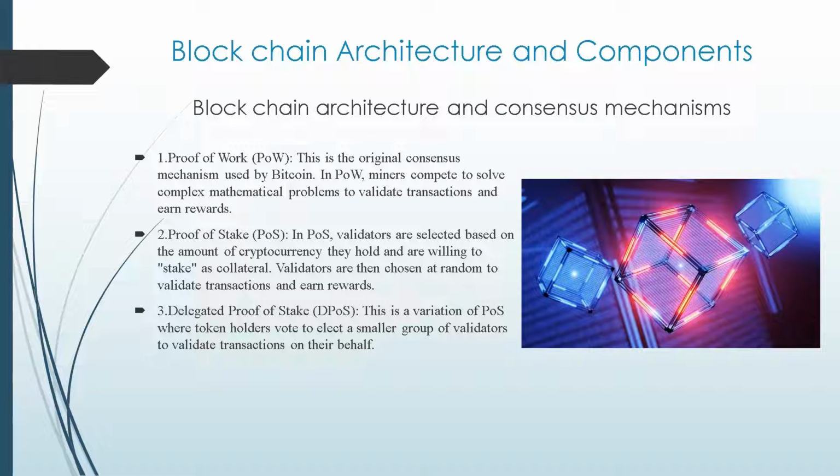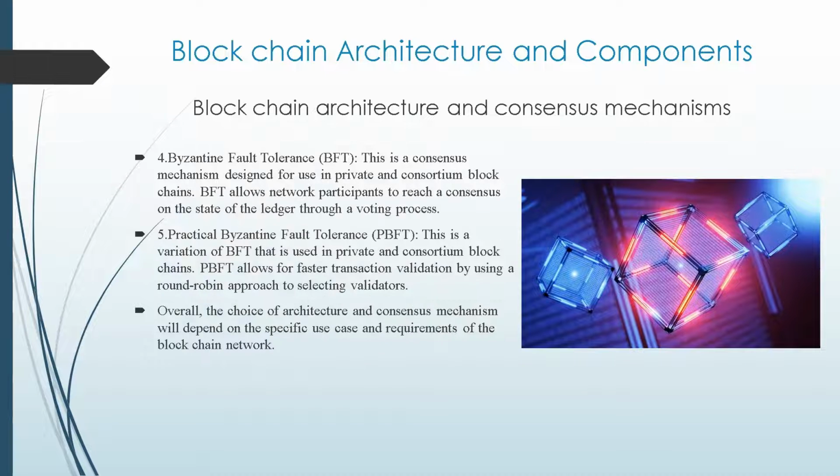2. Proof of stake (PoS). In PoS, validators are selected based on the amount of cryptocurrency they hold and are willing to stake as collateral. Validators are then chosen at random to validate transactions and earn rewards. 3. Delegated proof of stake (DPoS). This is a variation of PoS, where token holders vote to elect a smaller group of validators to validate transactions on their behalf.